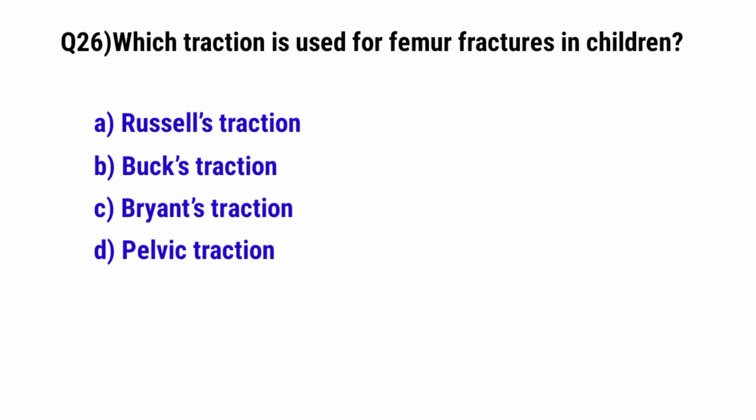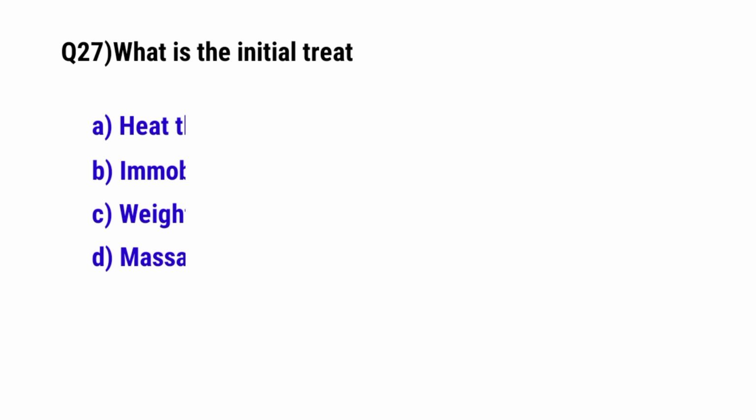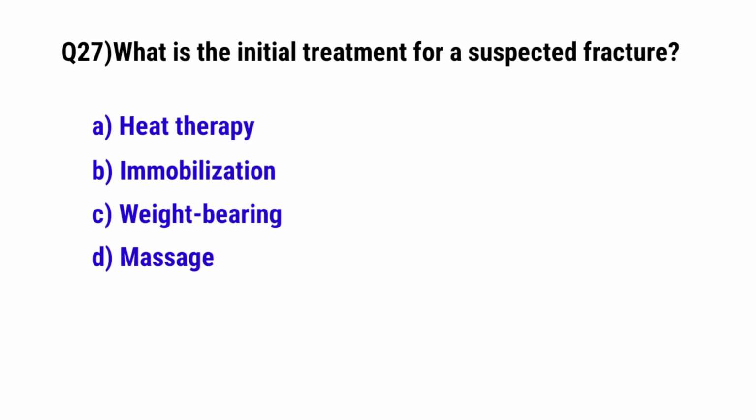Question number 26. Which traction is used for femur fracture in children? The correct option is C. Bryant's traction. Question number 27. What is the initial treatment for a suspected fracture? The correct option is B. Immobilization.